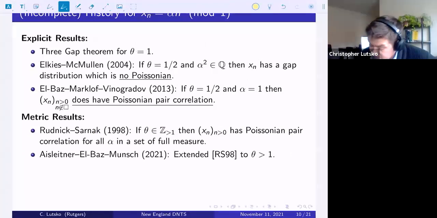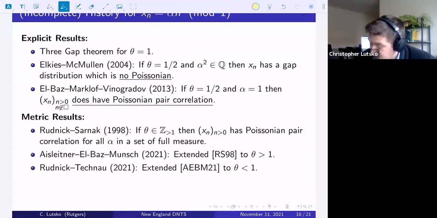Some years later, Eichelsbacher, Elbaz, and Münch were able to extend this result to non-integer theta, as long as it's greater than 1. And then in the same year, Rudnick and Technau extended this to theta less than 1. But it's always using the same thing, which is variance bounds. These variance bounds won't hold if you're talking about the triple correlation. And there's no way to go from these metric results to more explicit results. But the metric question seems to be more or less resolved.